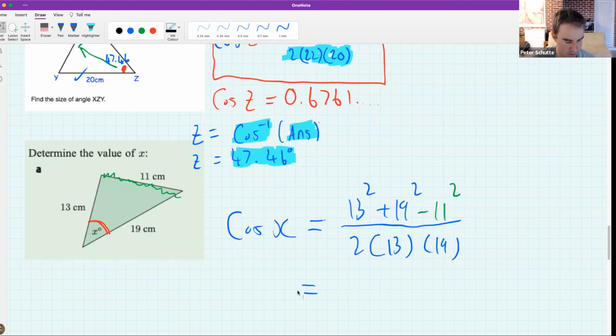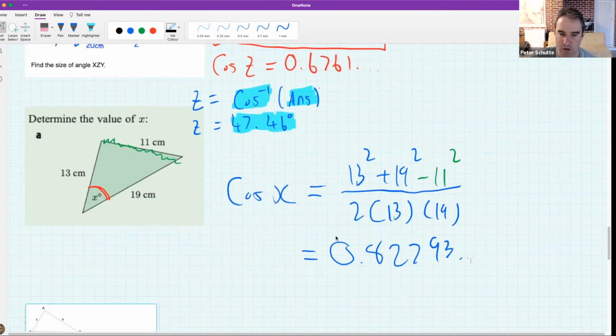I'm literally going to go 13 squared. Well, actually, what I would probably hit is the fraction button if you've got the fraction button on your calculator, or you can key it in. Basically, you have a fraction, so 13 squared plus 19 squared minus 11 squared, and then divided by 2 times 13 times 19. And again, we get quite a messy looking decimal. So it's like 0.8279, blah, blah, blah.